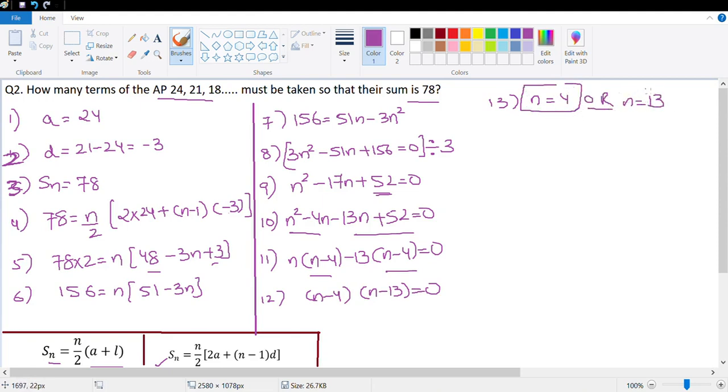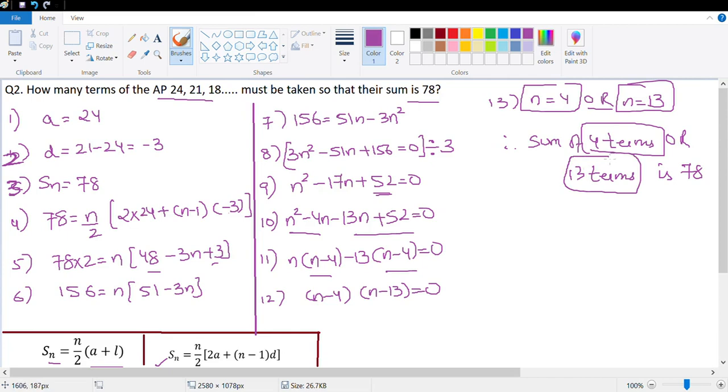Let's read the question. It says find how many terms. So therefore the sum of 4 terms or 13 terms of this AP is 78. So we get two answers, n is 4 or n is 13. Good. Let's look at the next question.